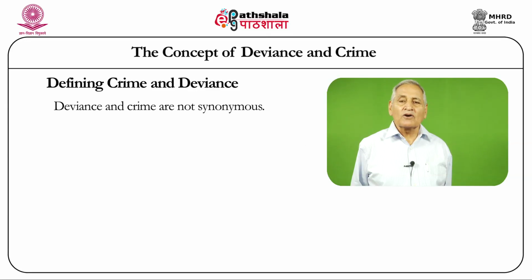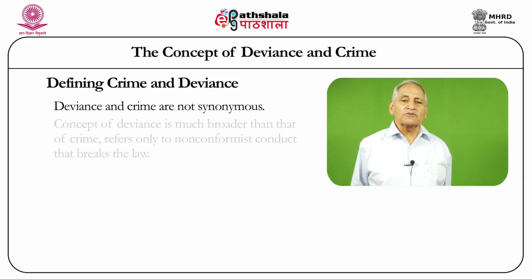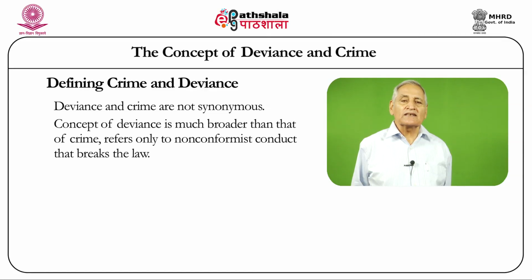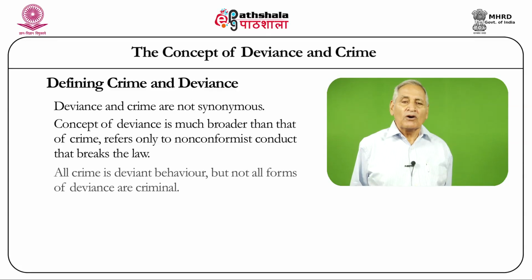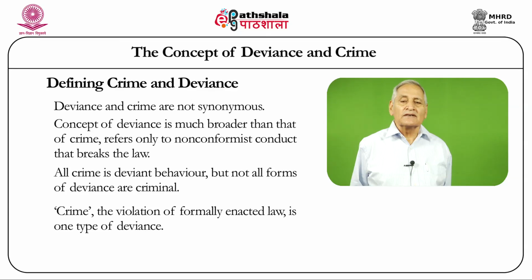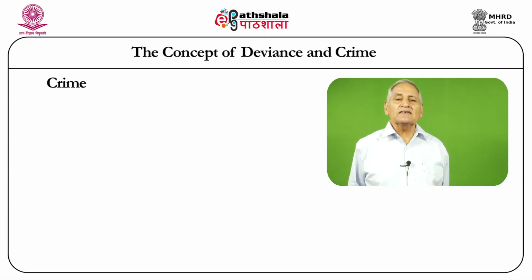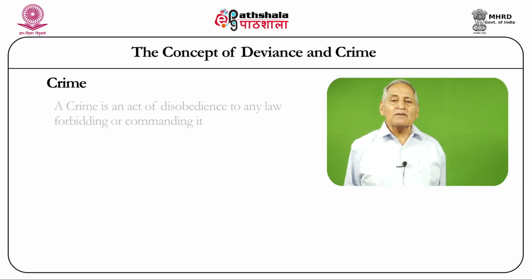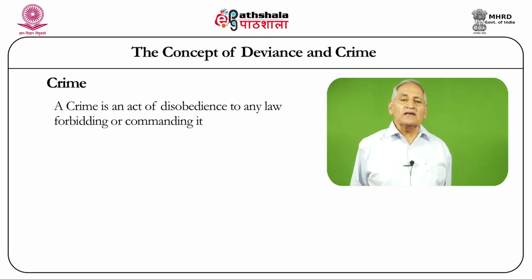Deviance and crime are not synonymous. The concept of deviance is much broader than that of crime, which refers only to non-conformist conduct that breaks the law. All crime is deviant behavior, but not all forms of deviance are criminal. Crime is the violation of formally enacted law, and is a type of deviance. Crime is defined as follows. Crime is an act of disobedience to any law forbidding or commanding it.